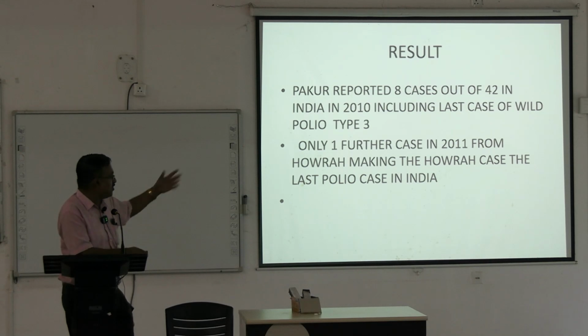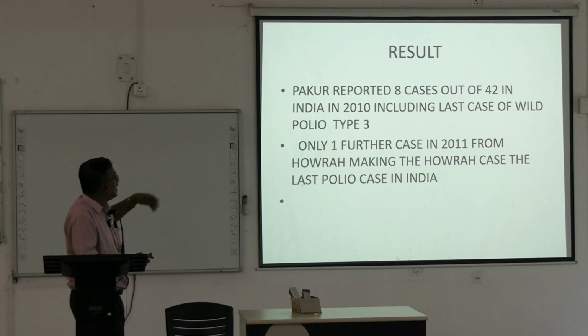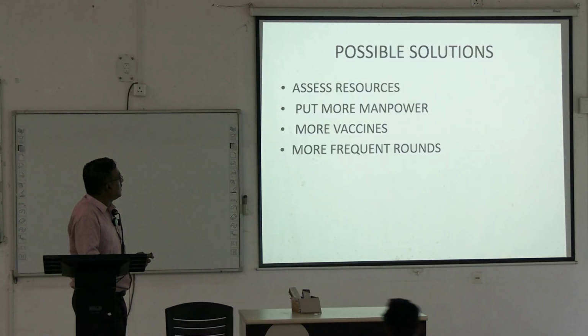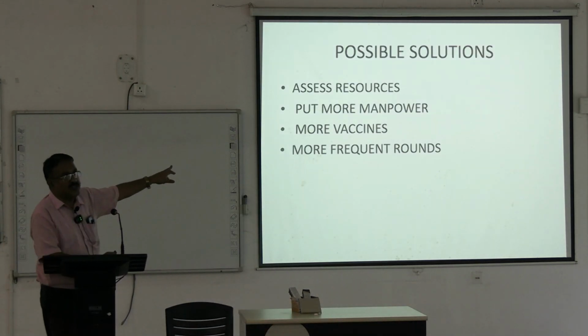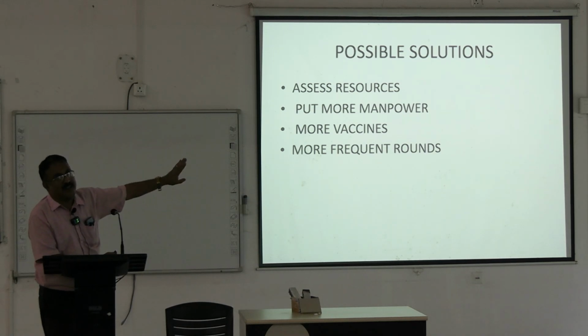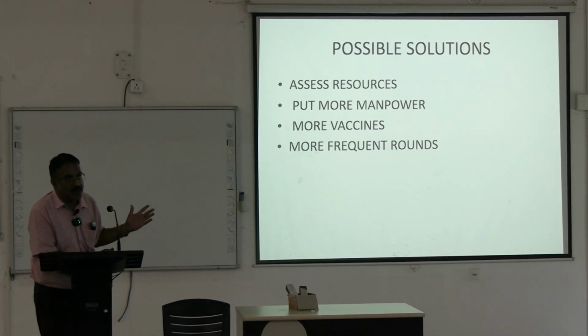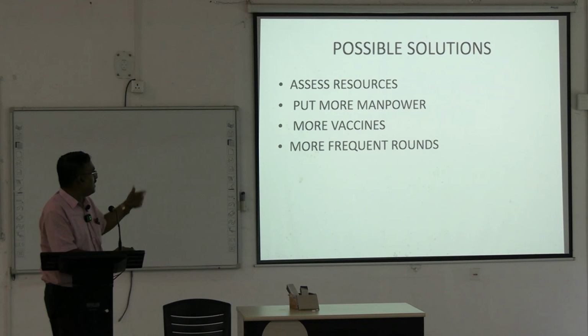So, what did we do? Assess manpower resources. I was the only person. Put more manpower. They put in all 10 SMOs. More vaccines, more frequent rounds. The result was we managed to eradicate polio from Pakur and from the rest of India also. Good.